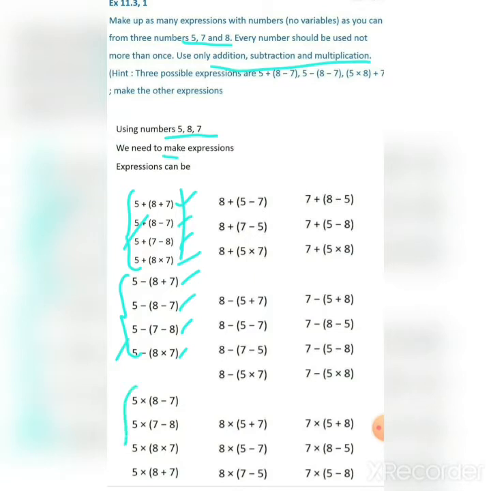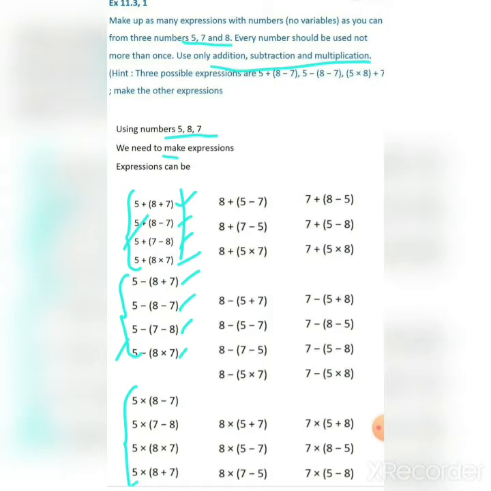Now comes multiplication: 5 into (8 minus 7), 5 into (7 minus 8), 5 into (8 into 7) and 5 into (8 plus 7). So the brackets are repeating again and again, only the sign outside is changing, that you have to keep in mind. Similar examples are shown here.